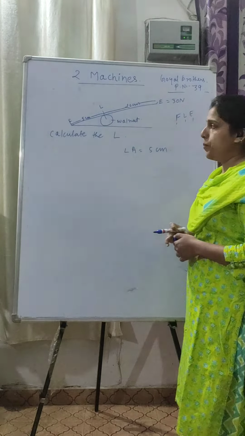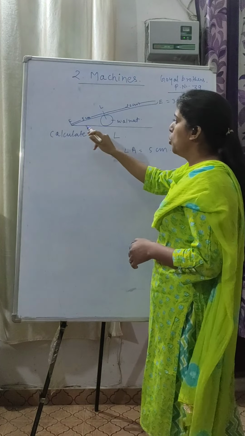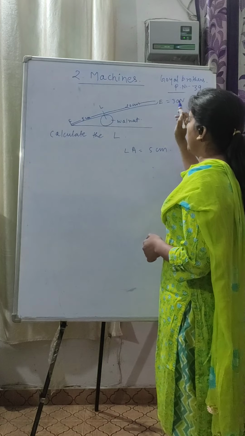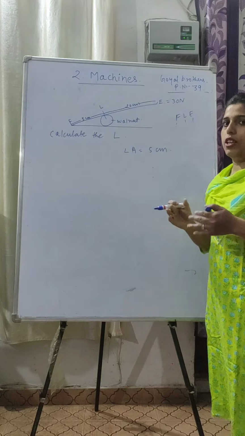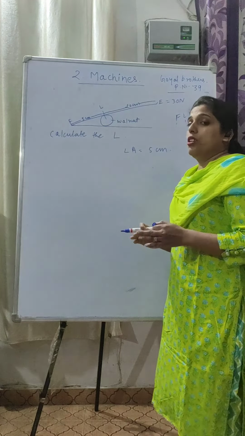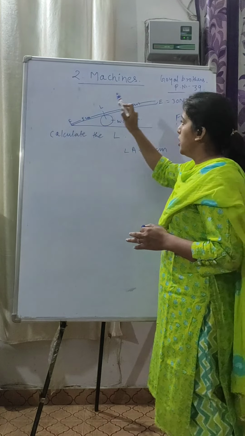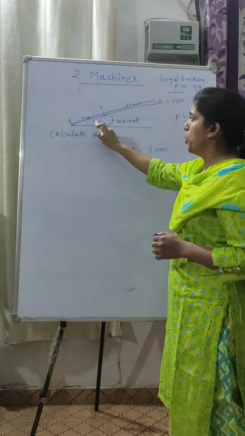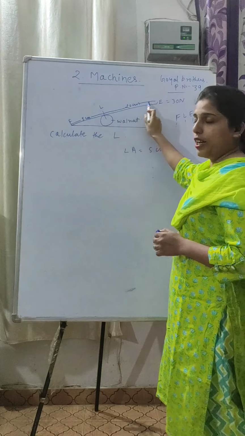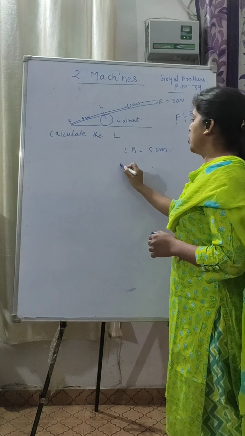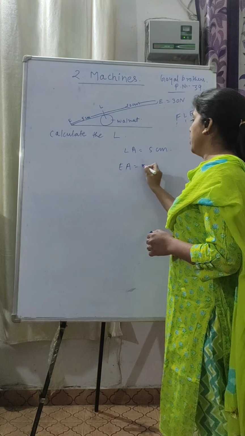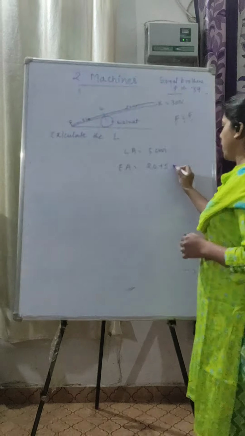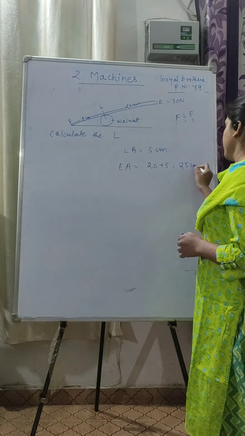So the load length or load arm is 5 centimeter, but the effort arm is the perpendicular distance from the fulcrum to the effort. Fulcrum to the effort will be the total length of the effort arm. So the effort arm will be 20 plus 5, and it will be 25 centimeter.